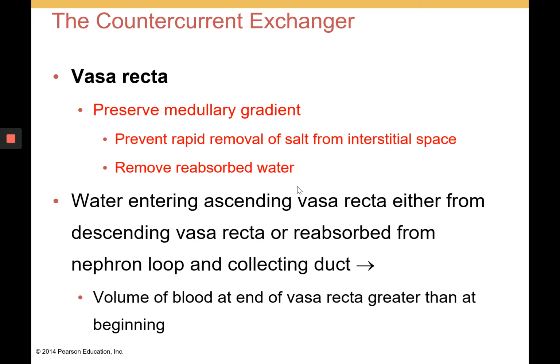The vasa recta is going to be able to preserve that medullary gradient because the salt that leaves the ascending limb is going to stay in the interstitial space, and the water that leaves the descending limb is going to be reabsorbed by the vasa recta. So you can see here the water entering the ascending vasa recta, either from the descending vasa recta or reabsorbed from the nephron loop and collecting duct, is going to make the volume of blood at the end of the vasa recta much greater than it was at the beginning. But that salt is going to stay again in the interstitial fluid, and the collecting duct and nephron loop will use that to concentrate urine.